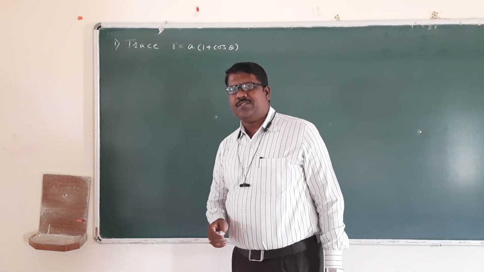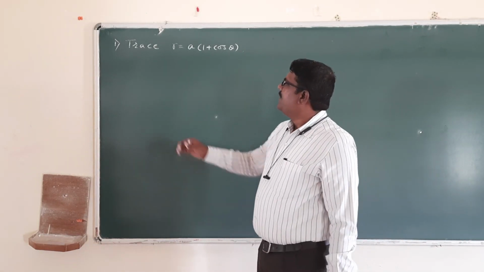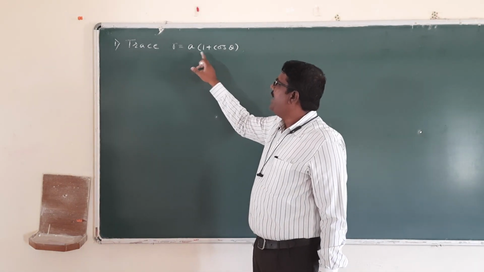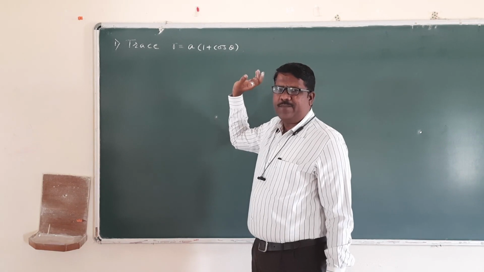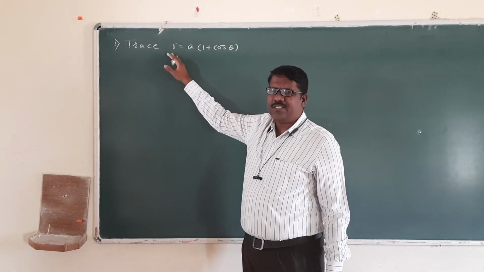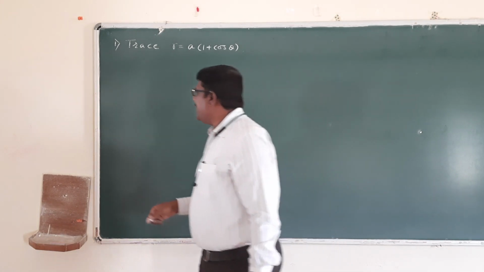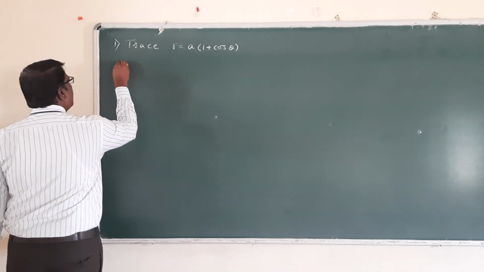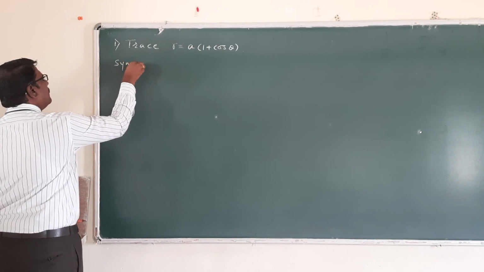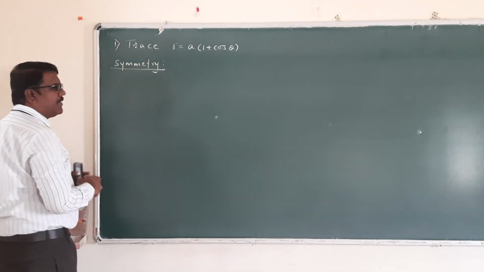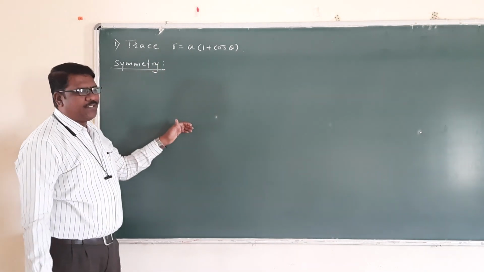Let's see some examples of tracing polar curves. The first example is: trace r = a(1 + cos θ). For tracing these curves, again we need to go through 4 points. The first point is symmetry. In symmetry, there are 4 subpoints.